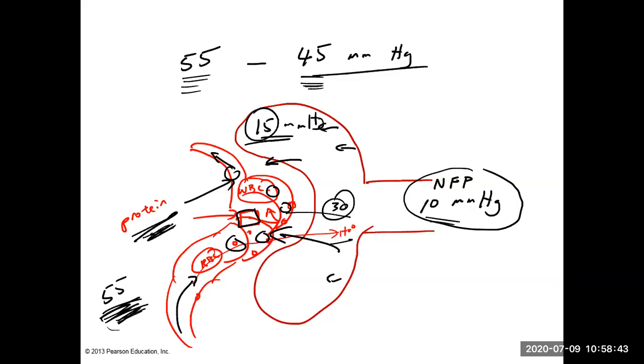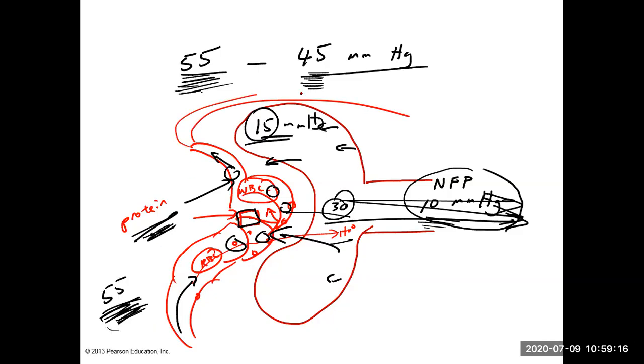On the other hand, if this force is too high or these two forces are too low, it's going to influence the net filtration pressure and cause it to be higher than normal. And if that's the case, that's not a good thing, because then the filtrate is going too fast. As a result, you don't have time to reabsorb the material, because remember, a lot of things that are passing need to be reabsorbed back into the blood.